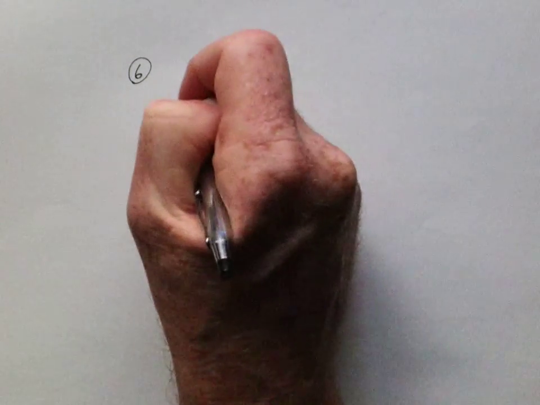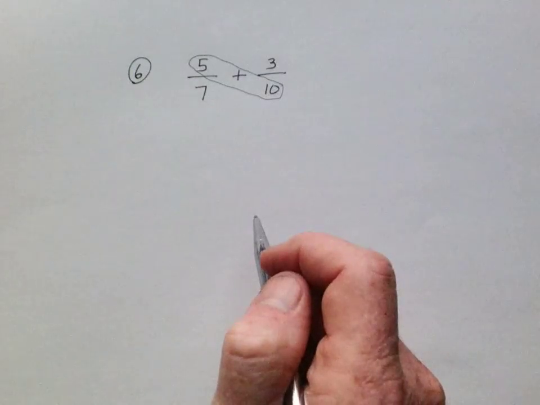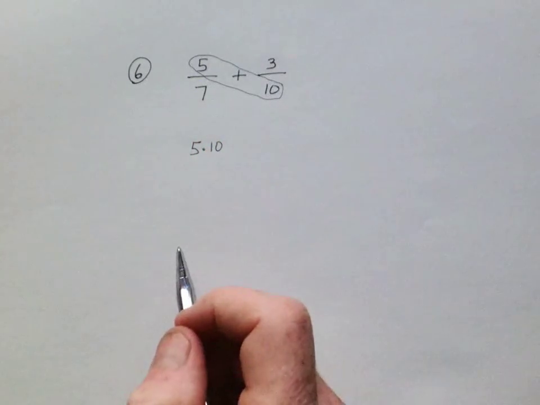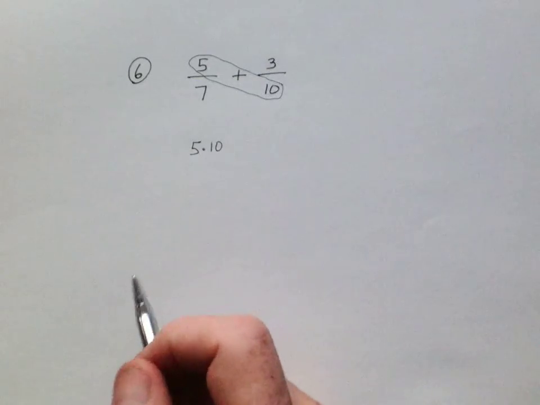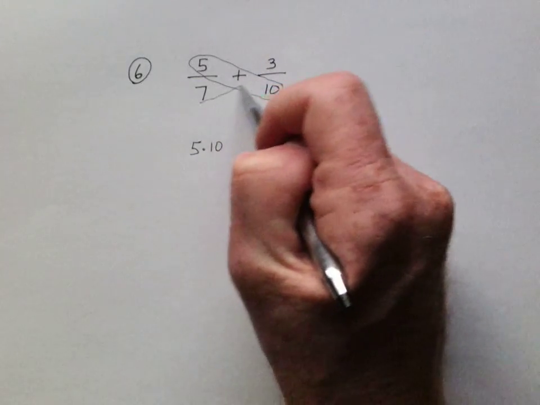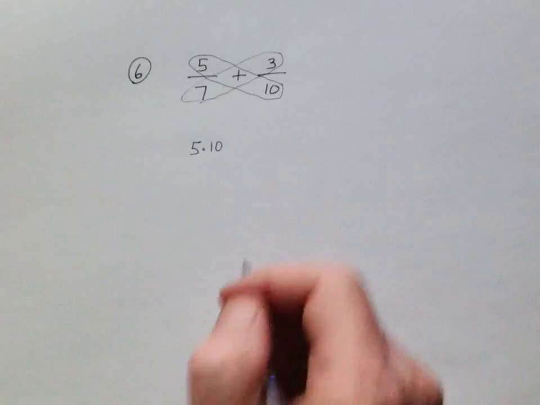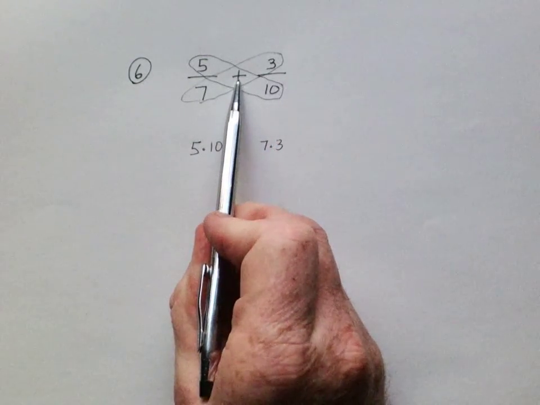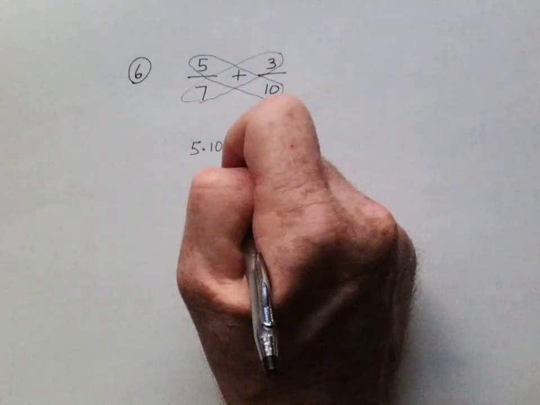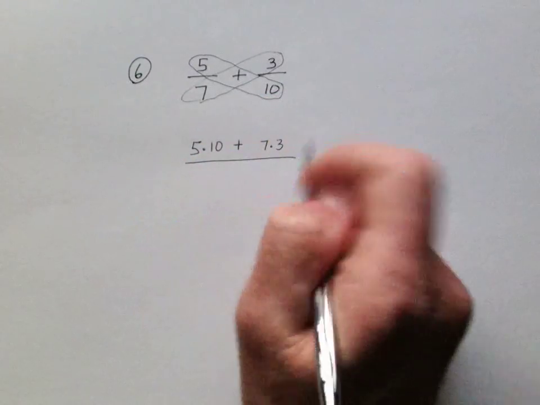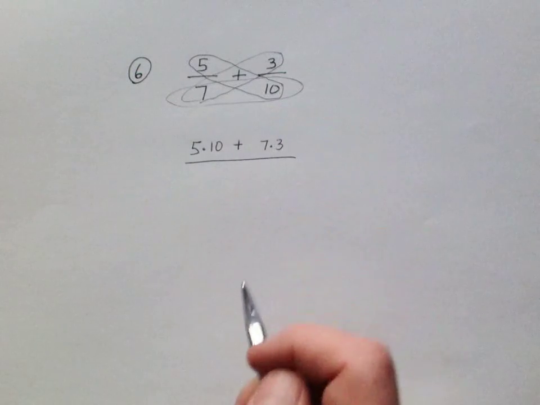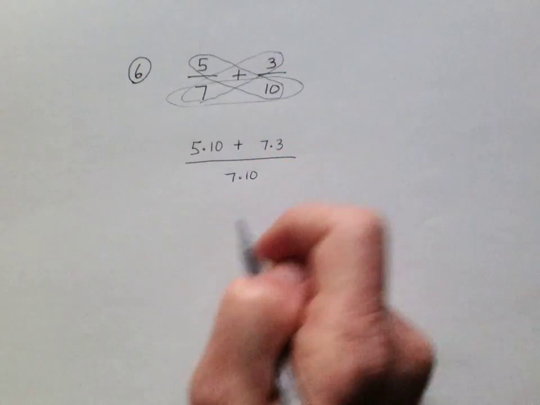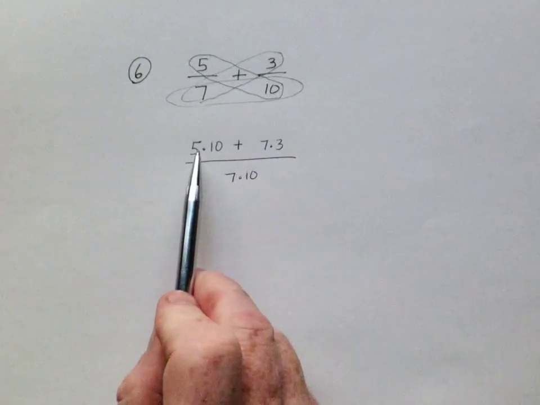You cross multiply these two things. So it's going to be 5 times 10. I realize that's 50, but I'm trying to show my work. Next, you cross multiply these two. So 7 times 3. And then whatever this sign is, you put it right here. And then last, you just multiply across the bottom. So 7 times 10. So we're almost done.